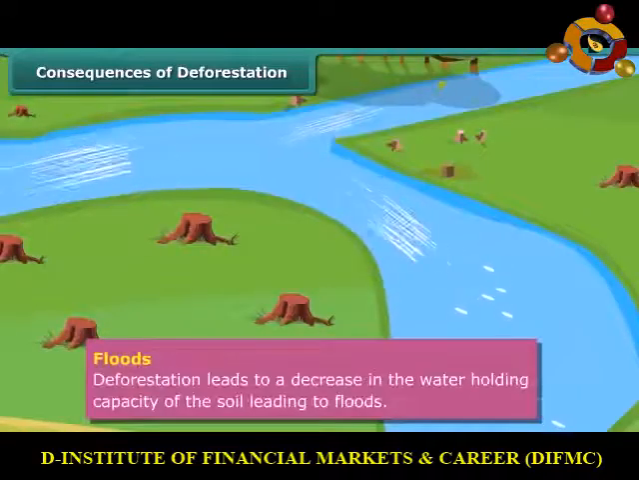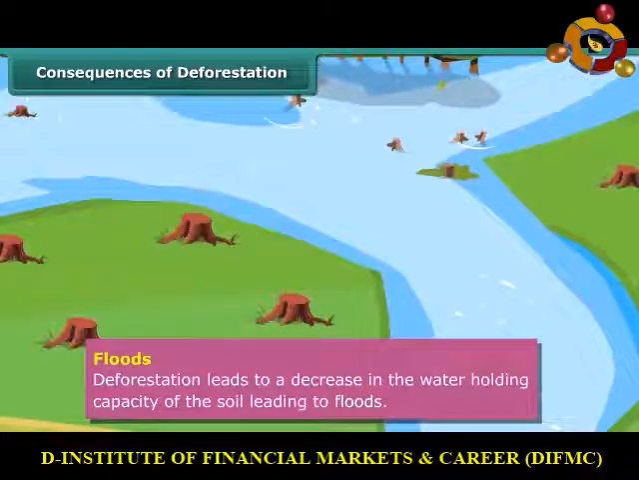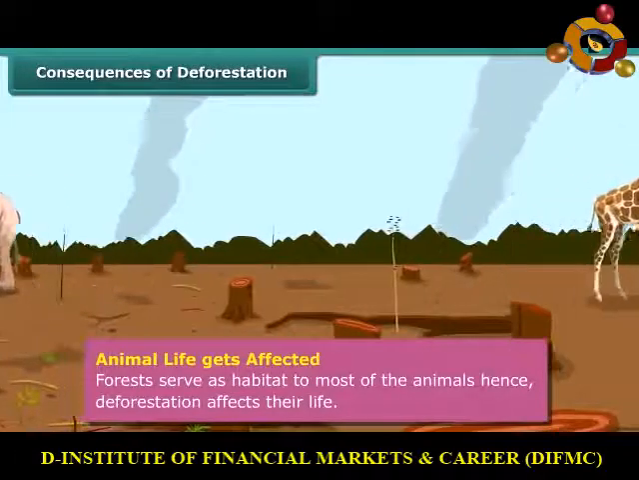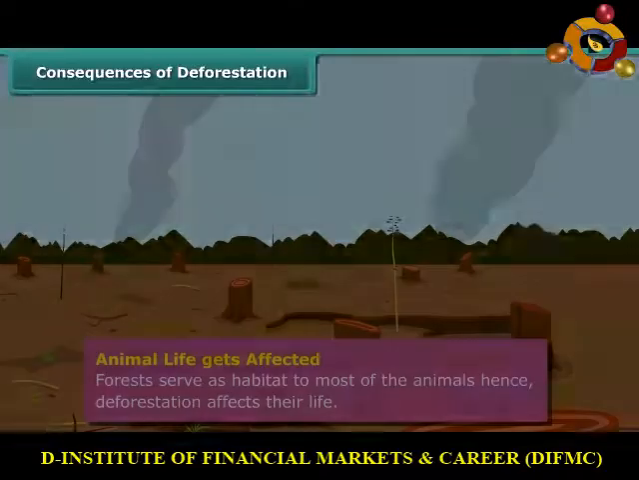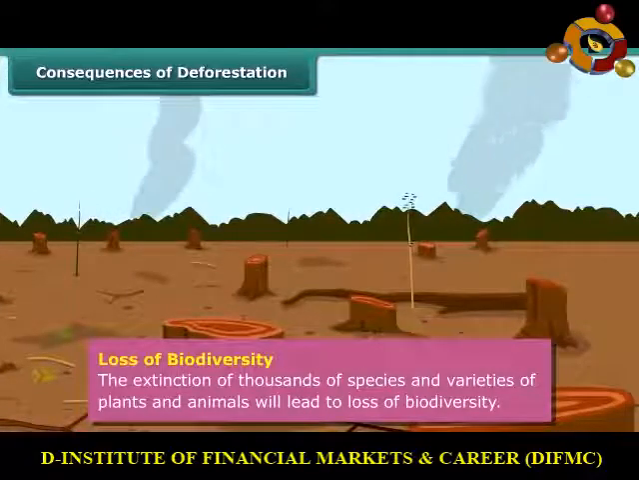Floods. Deforestation also leads to a decrease in the water-holding capacity of the soil. The movement of water from the soil surface into the ground is reduced, resulting in floods. Animals' life gets affected. Deforestation also affects animal life since forests serve as habitat to most of them. Loss of biodiversity. Cutting of forest means the extinction of thousands of species and varieties of plants and animals, many of which have never been catalogued scientifically.